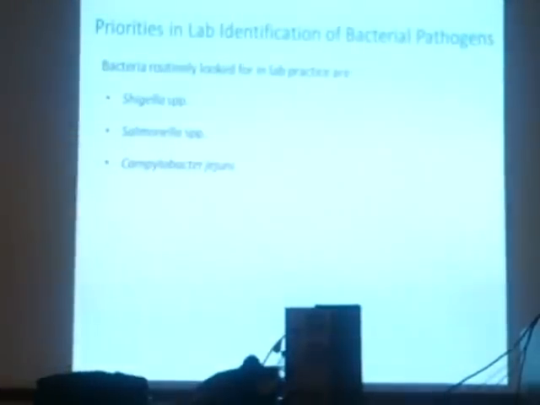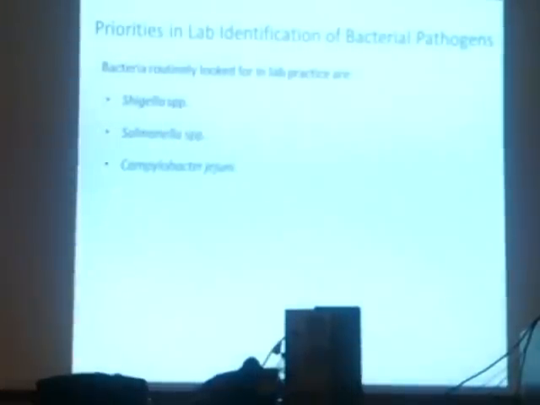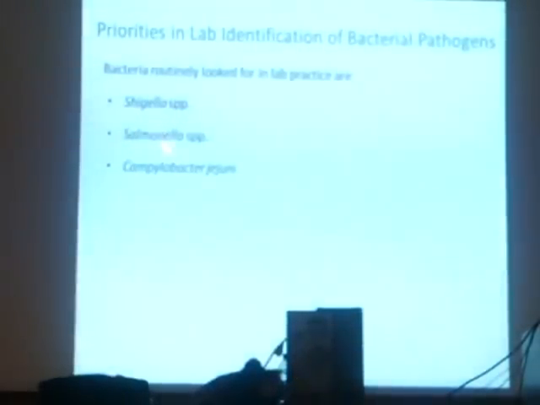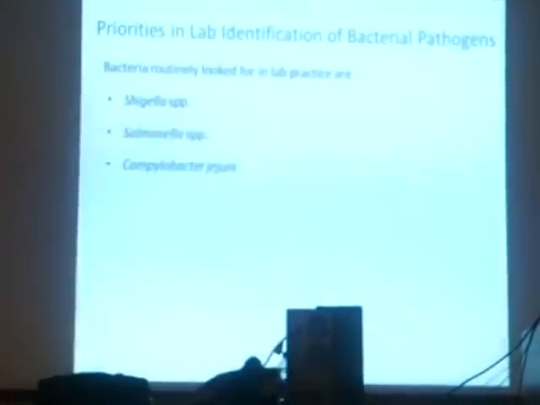Now, the bacteria routinely looked for in practice are what? Shigella, Salmonella, and Campylobacter jejuni. Of course, it depends on the lab, right? Different labs have different routine bacteria to look for, but most labs prefer to look for these three. Some concentrate on Shigella and Salmonella only, and some may increase the list, right? But let us concentrate on these three, maybe on Shigella and Salmonella. After that, we talk a little about Campylobacter jejuni and Vibrio cholerae.